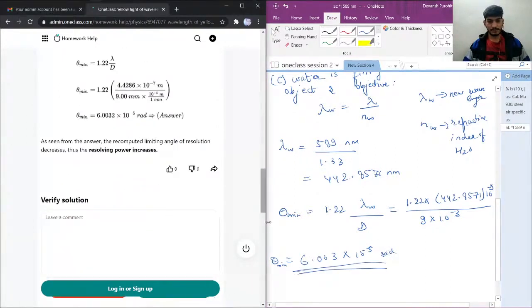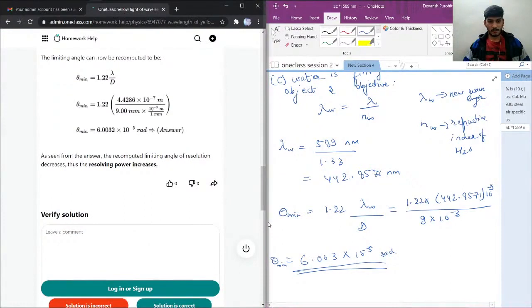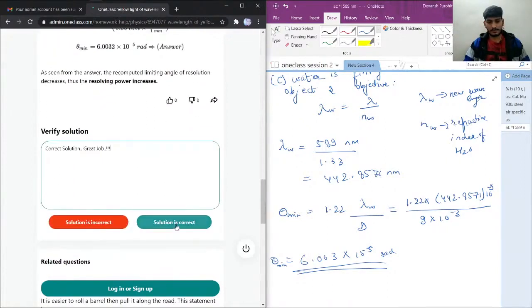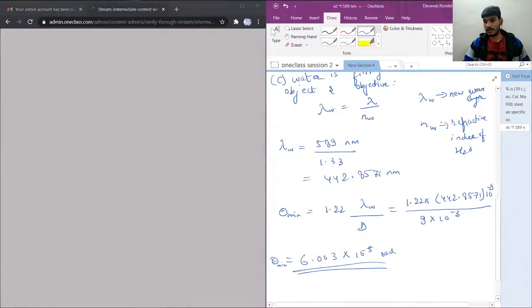So let us see the solution given by junior tutor. As seen from the answer, the recomputed limiting angle of resolution decreases, thus the resolving power increases. So again, the solution given by junior tutor is correct. Great job. This was my question number 6.